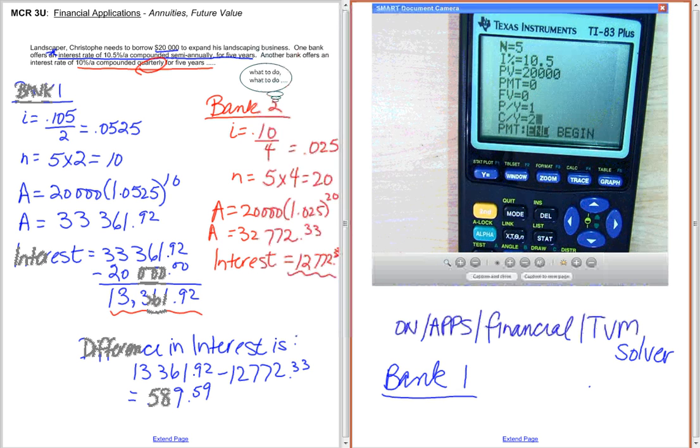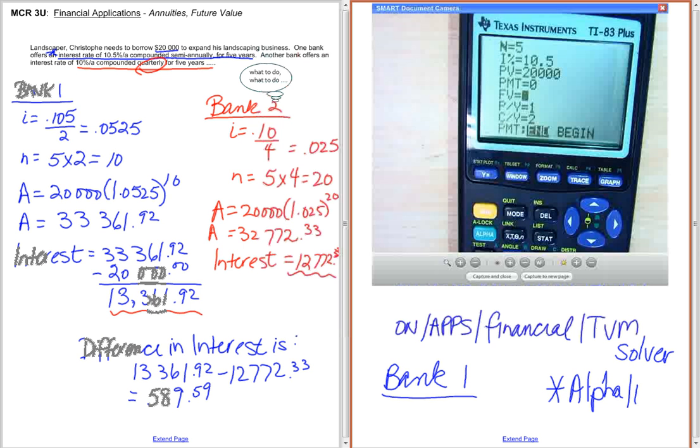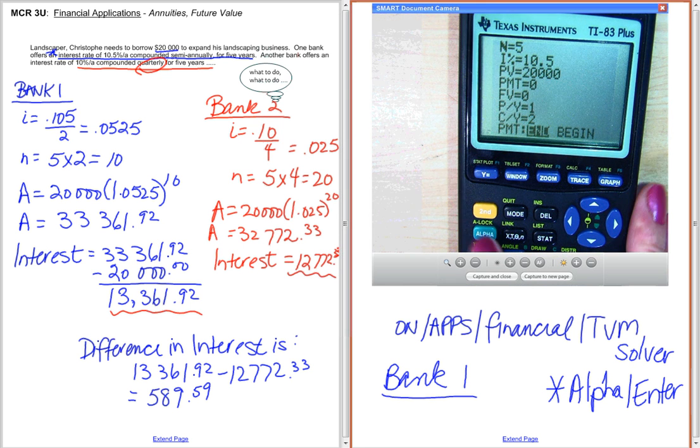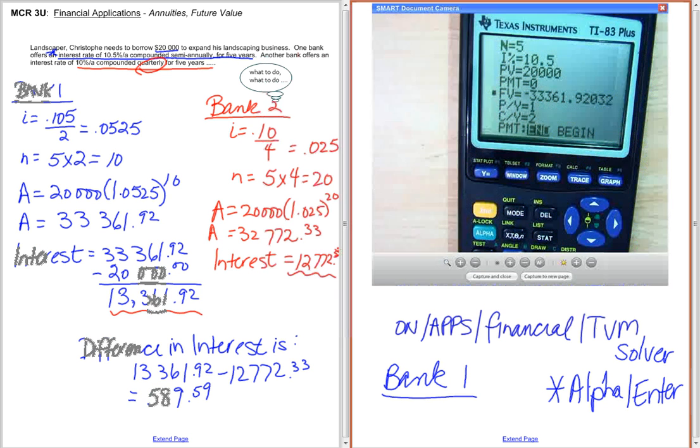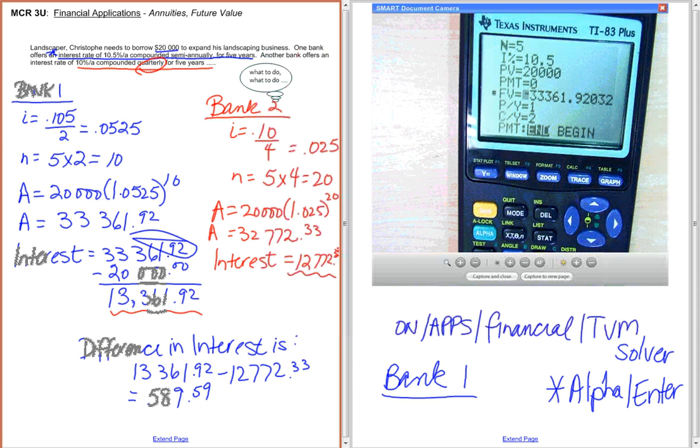Put a 2 there. So we want to know the future value or amount of the loan, and we're going to get the calculator to solve that for us. This is where we type in alpha, enter. So I go to future value. Alpha is a green button. Enter. It will give it to us as a negative because that loan is going to come out of our pocket. We're going to pay it back. Notice it's the same amount as when we calculated by hand.